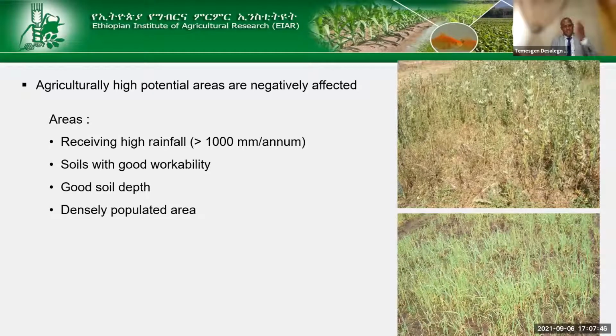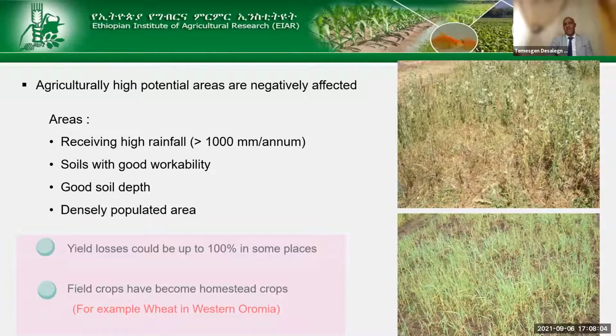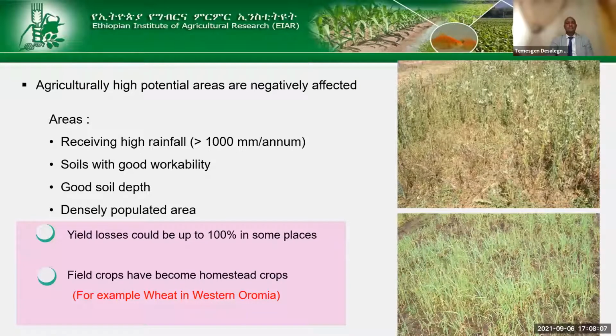However, in these areas where soil acidity dominates, the population density is high. Yield losses of up to 100% are reported in some places, especially in Western Ethiopia, where rainfall is high, and some field crops like wheat have become homestead crops. They are not grown out in the field. They became homestead crops where refuse is thrown away. Otherwise, you cannot take them out to the field.